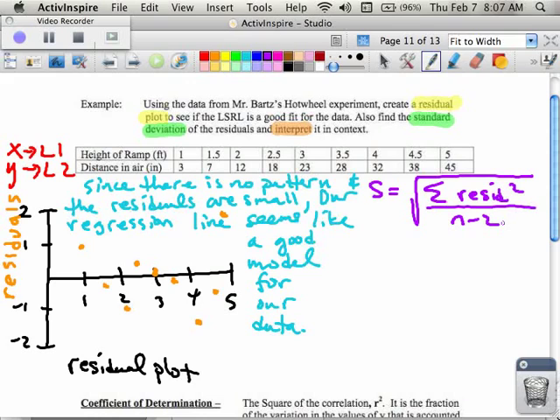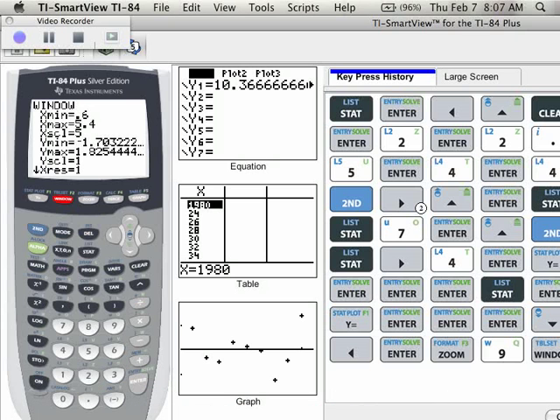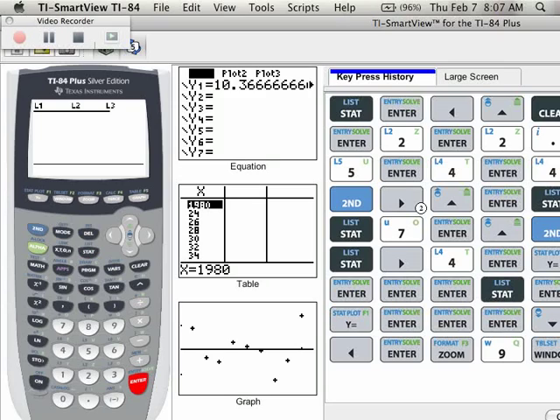And then if I want the sum of my residuals squared, I can go into my calculator. I like to do it this way. In my stats, look at list 3. What was list 3? The residuals. So I go stat, calc, one variable statistics, but you want to do it on L3, because that's where your residuals were.